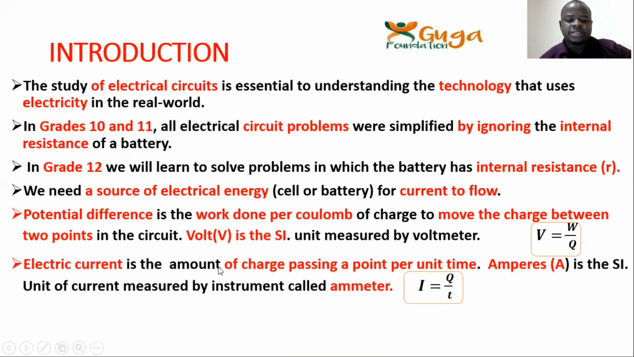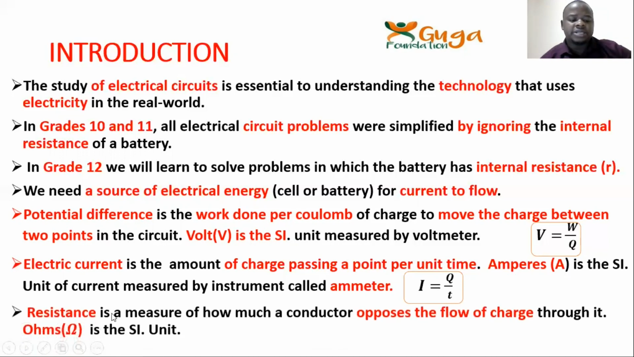Electric current is the amount of charge passing a point per unit time, right? In other words, we're dividing charge by time. And ampere is the SI unit, which is measured by an instrument called an ammeter. So this is I is equal to Q over t.